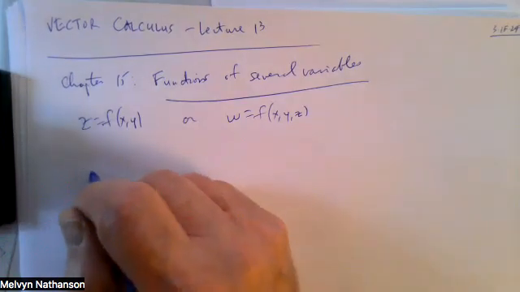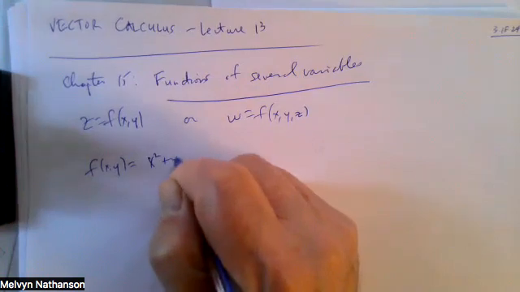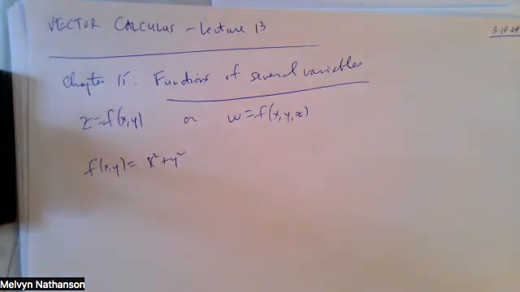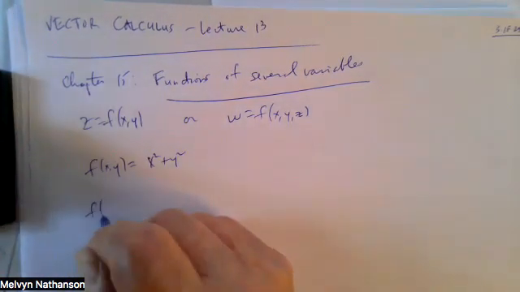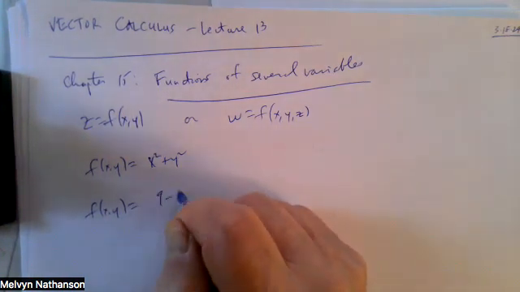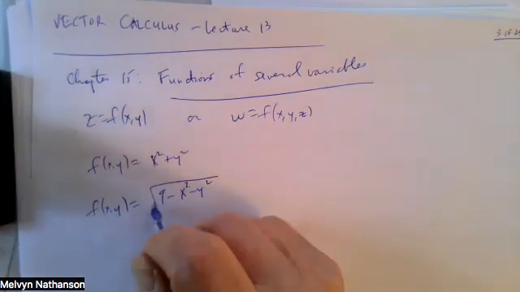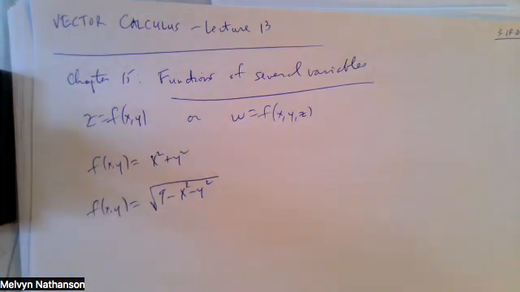And so, for example, you might have f of x, y equals x squared plus y squared. Or f of x, y equals 9 minus x squared minus y squared. Or even f of x, y equals the square root of 9 minus x squared minus y squared. So these are examples of functions of two variables.